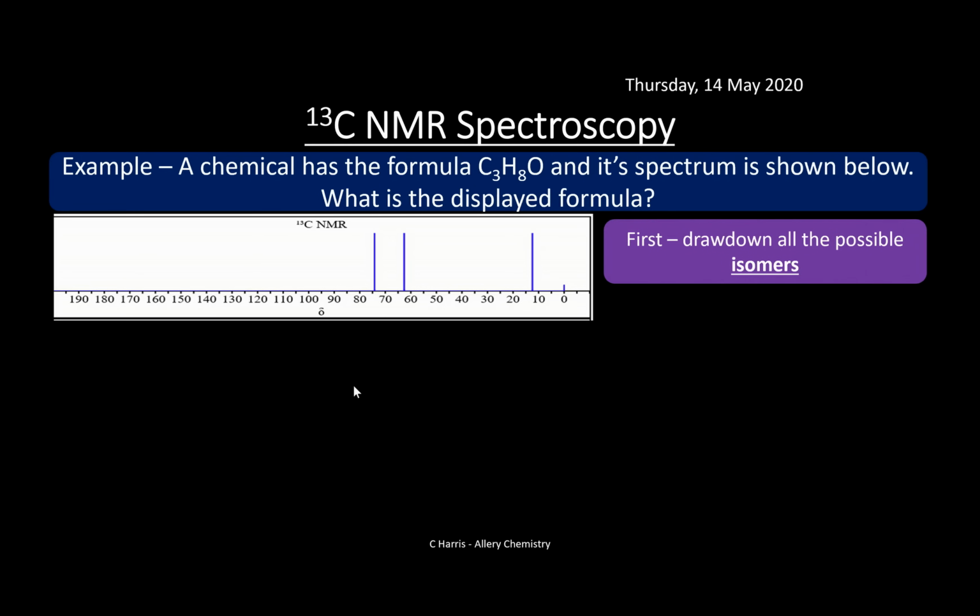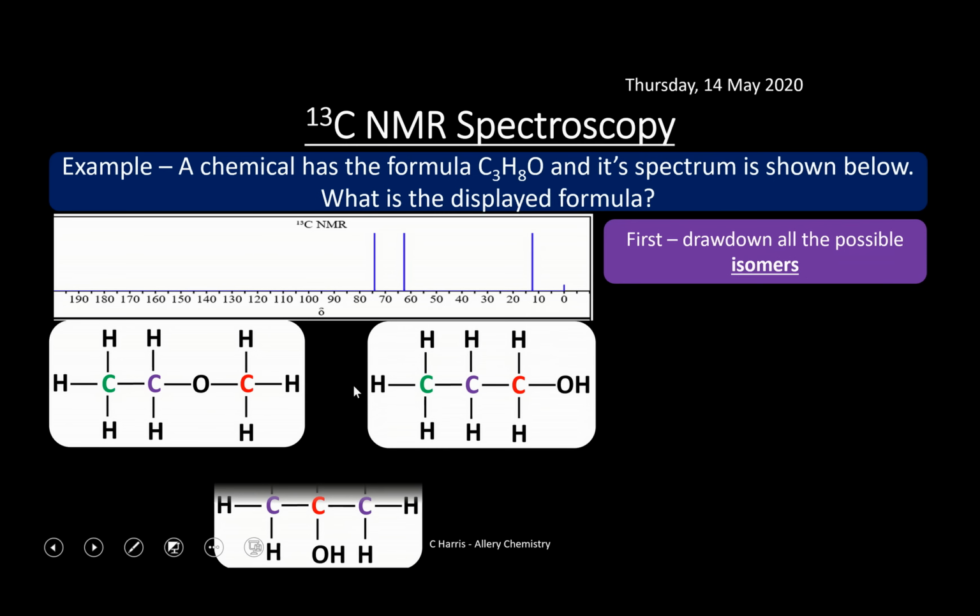So the first thing we have to do is draw down all the possible isomers of C3H8O. Okay, once we've got that, we can then start to eliminate from them. So here they are. So here's our three isomers, so three possible ways in which we can arrange our C3H8O.